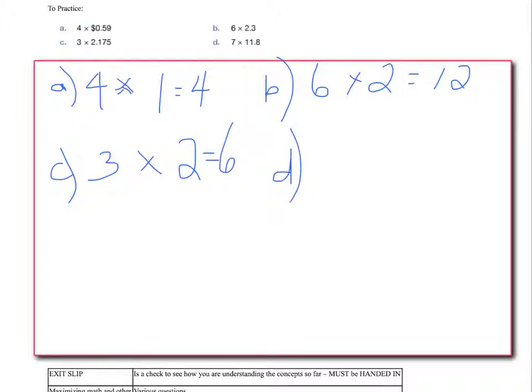D, we have 7 times 11.8, and again I'm just using front end, so 11 8/10 just becomes 11. Well, 7 times 1 is 7, 7 times 1 is 7, so 7 times 11 is 77. Those would be our estimates for our multiplication.